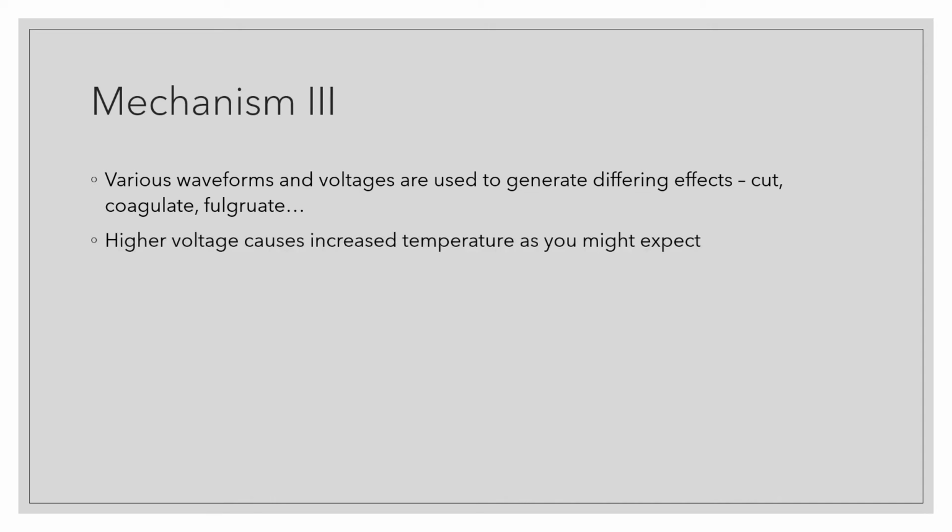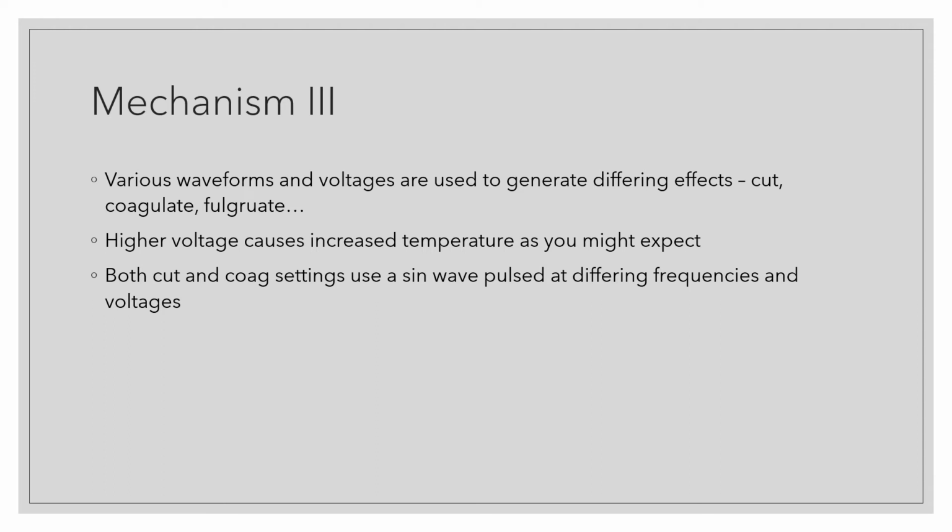So basically though, higher voltage causes increased temperature, as you might expect, and both cut and coagulation settings use a sine wave pulsed at differing frequencies and voltages. So you have a standard sine wave, and then that sine wave is switched on and off in a pulsatile fashion, and the amplitude of the sine wave is the voltage, and the main figure you're looking at is the voltage difference between one peak and the corresponding trough, and that governs how much energy is being passed into your tissues.